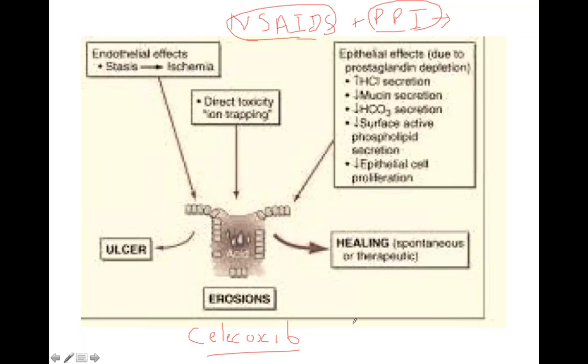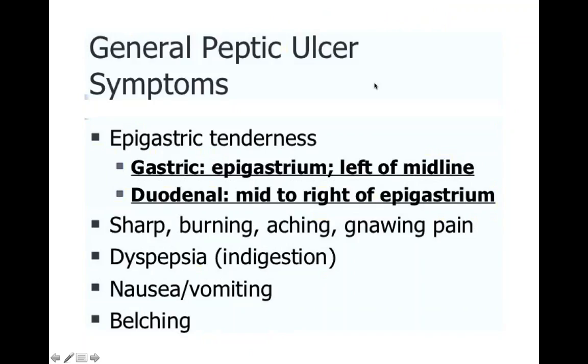So this is one of the NSAIDs or any drugs. This is another cause of dyspepsia. Another cause of dyspepsia can be ulcers due to any cause. H. pylori infection is the main cause, but there can be other causes also of ulcers. As I said, the patient can have gastric ulcer or duodenal ulcer. So dyspepsia will occur: nausea, vomiting, belching, and sharp burning pain.